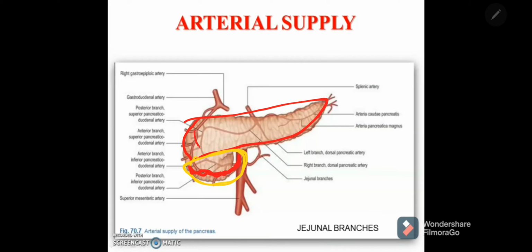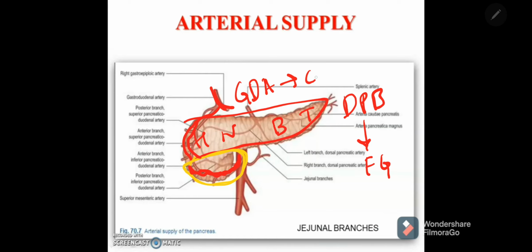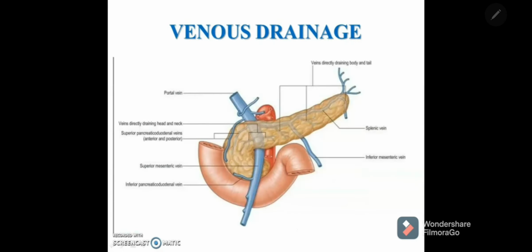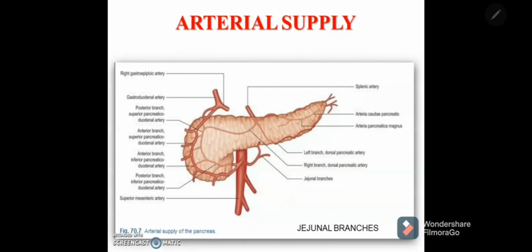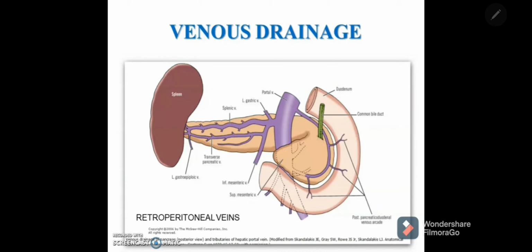whereas the upper part of the head, neck, body and tail are derived from the dorsal pancreatic bud, which is the derivative of foregut. That's why it is supplied by superior pancreaticoduodenal artery, which is a branch of gastroduodenal artery, which is a branch of common hepatic artery, and it is a branch of celiac trunk. So the veins follow the blood vessels. There you can see the inferior pancreaticoduodenal vein drains into the superior mesenteric vein, and superior pancreaticoduodenal vein drains into the gastroduodenal and again into the portal vein.